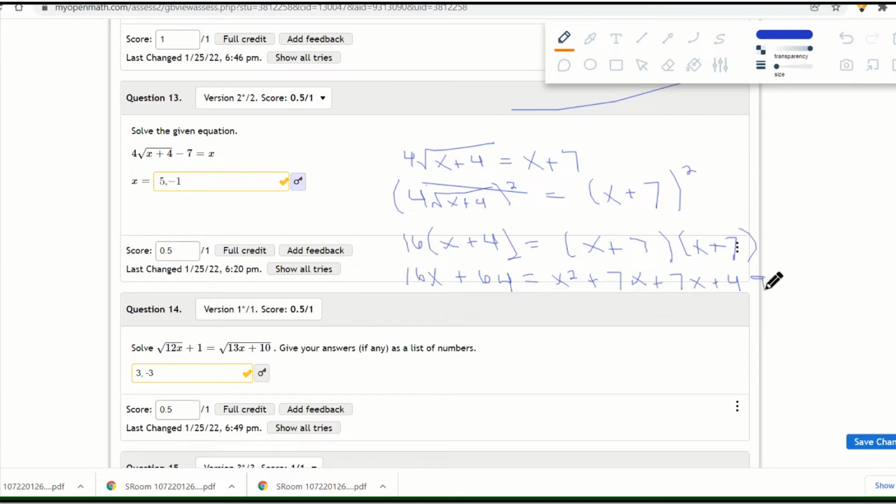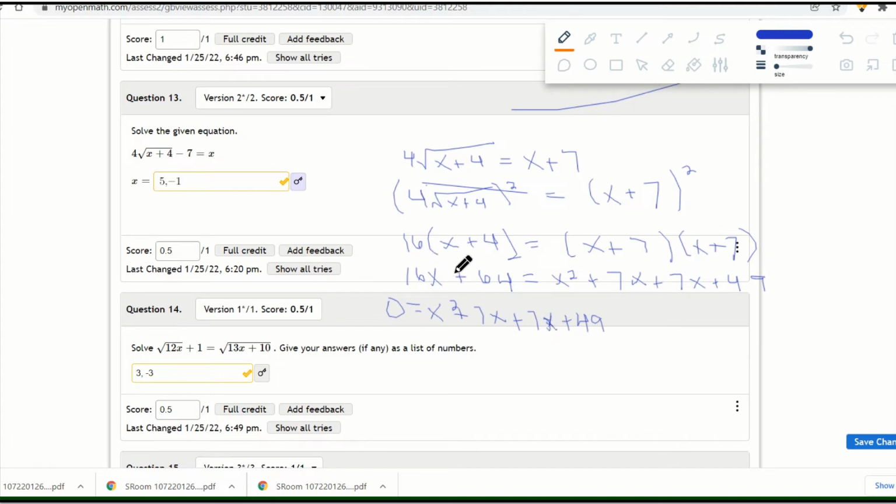Now that we've done that, let's notice it's quadratic. We have an x squared. So we need to get everything over to one side and see if it factors. And it should factor. If it doesn't factor, that's kind of your clue that you've made a mistake. All right, so I'm going to move the 16x and the 64 over to the right. But for the moment, I'll leave all of this here. Let me fix that x so it looks like an x and not a plus sign.